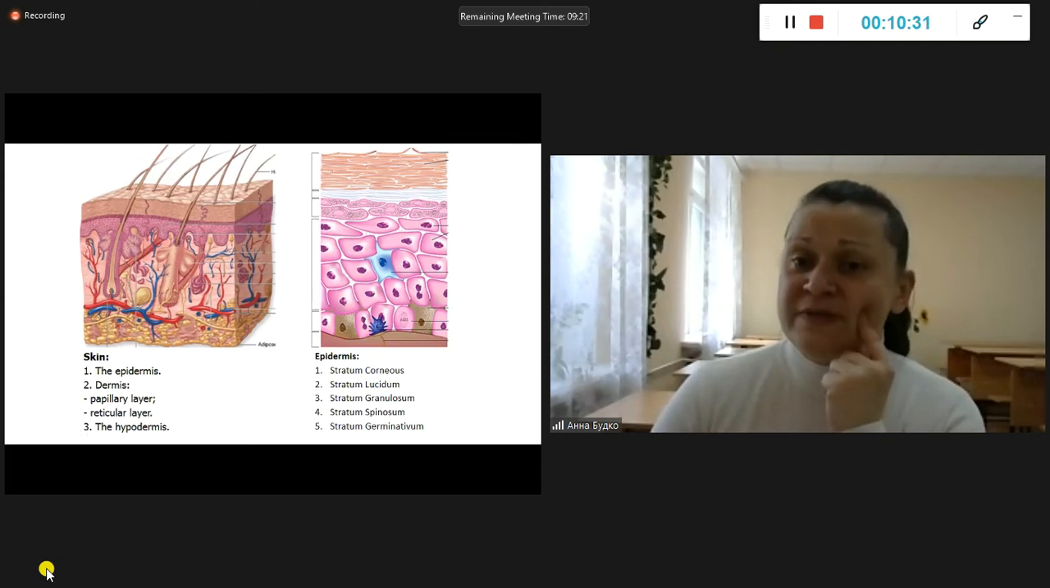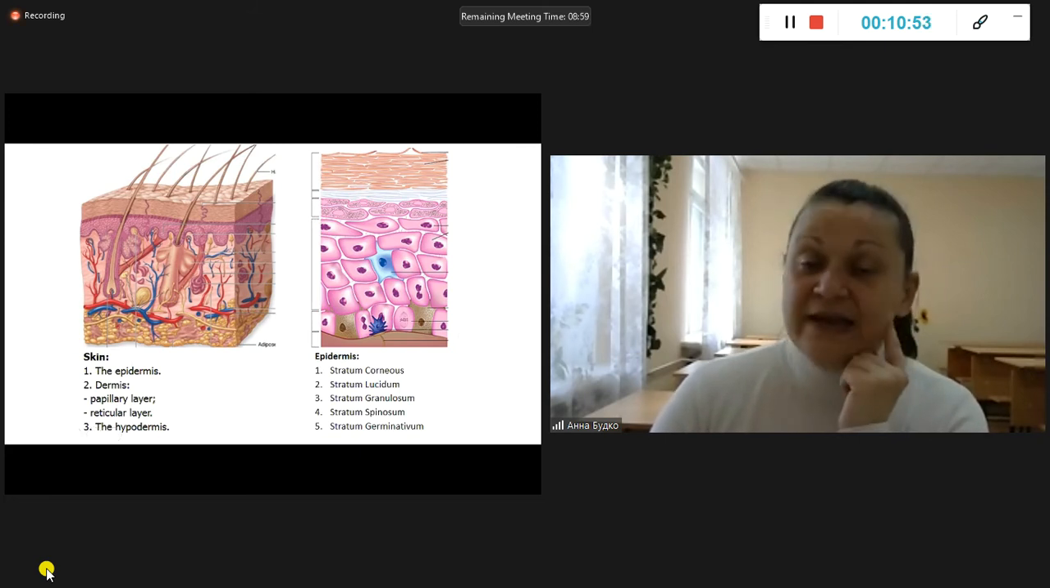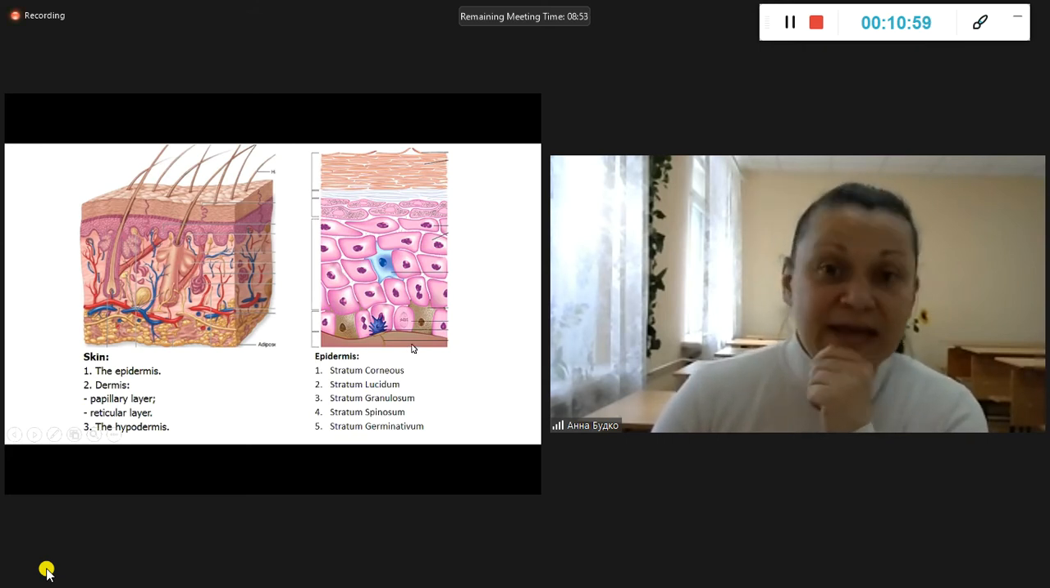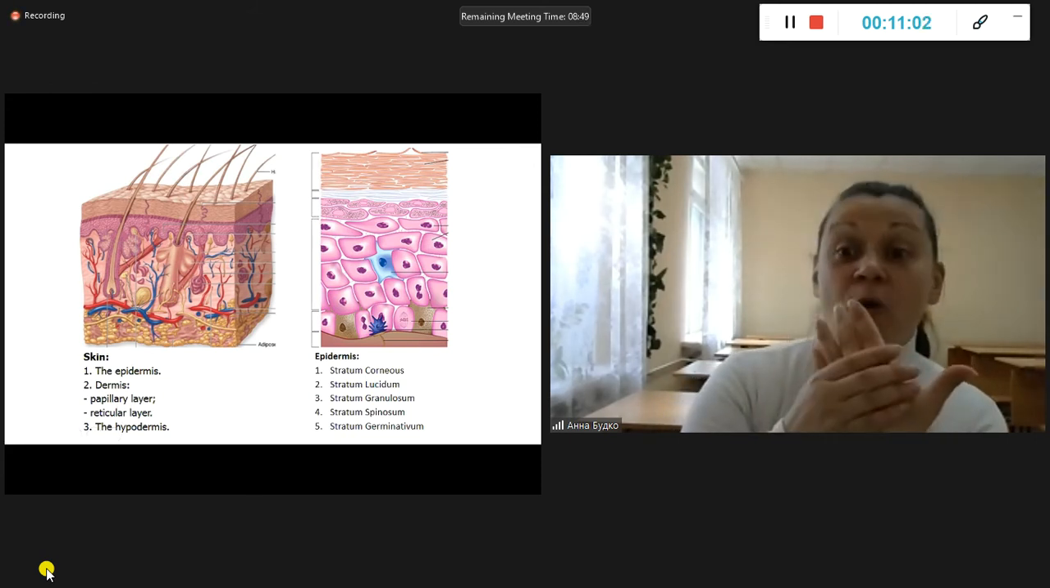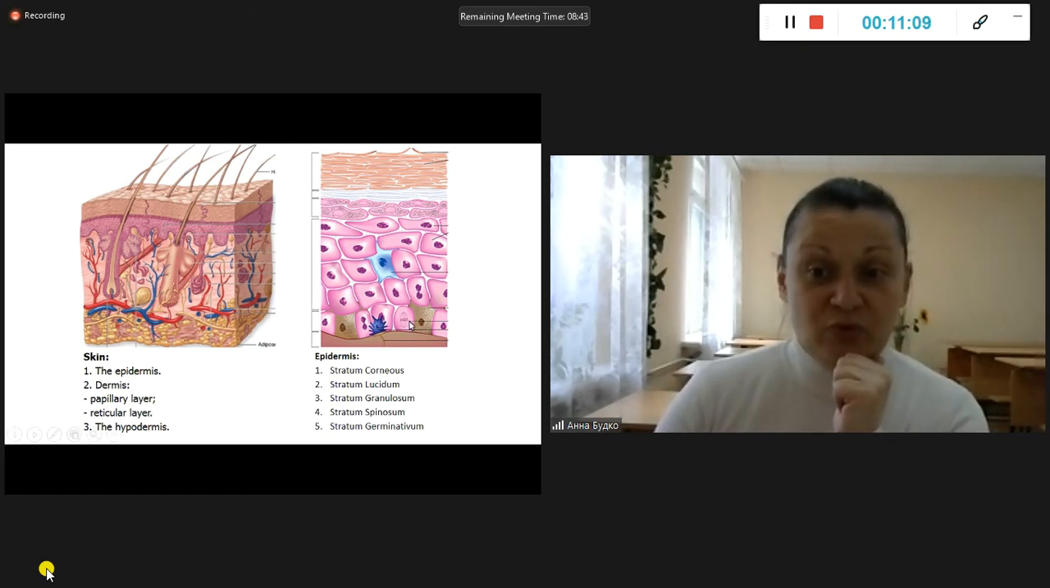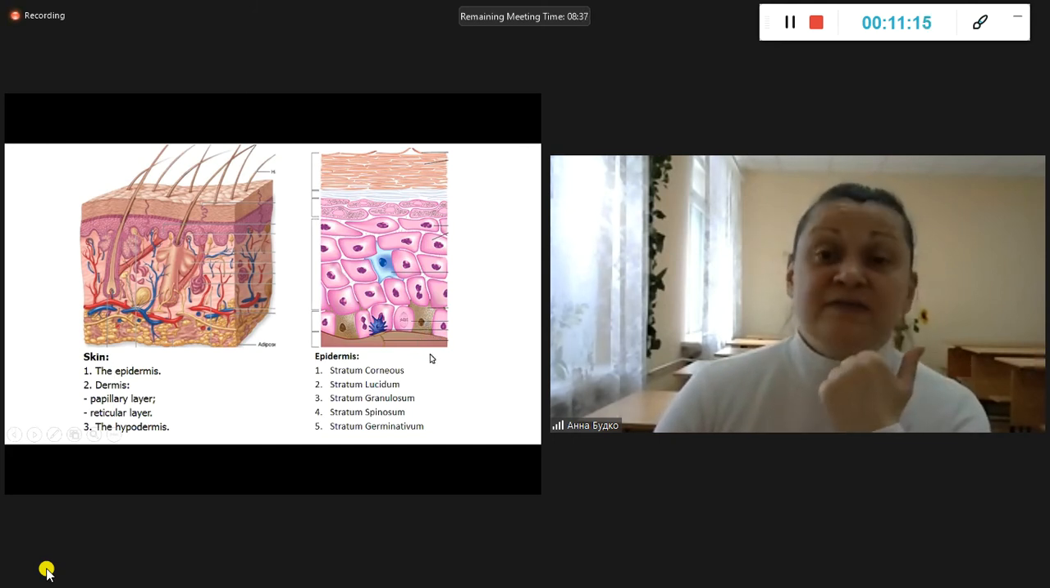So, my dear friends, in the epidermis five layers are distinguished. This is the stratum corneum, lucidum, granulosum, spinosum, and the basal stratum. My dear friends, remember, in the epidermis there are specific cells, these melanocytes. In these cells there is a specific pigment, named melanin. This pigment gives color to our skin. As a result, due to trauma of the epidermis, destruction of melanocytes with melanin is formed.